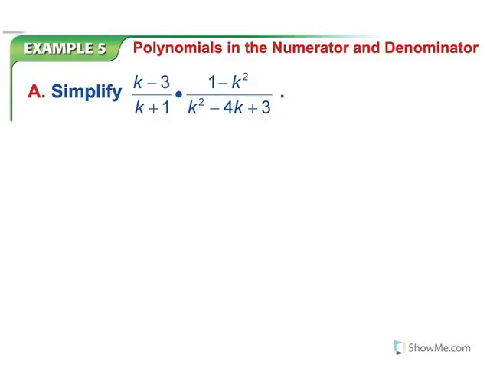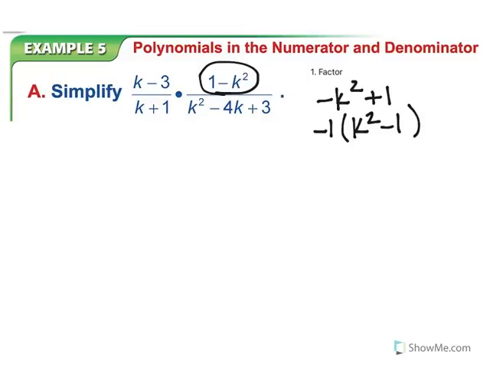Example 5, we're going to simplify this polynomial. Alright, so the first thing you want to do is actually factor. Alright, so here in this numerator, we actually have a difference of squares. I'm actually going to switch those around first to get negative k squared plus 1. And then I'm going to factor out a negative 1 to get k squared minus 1.